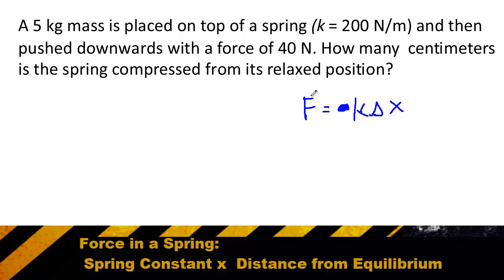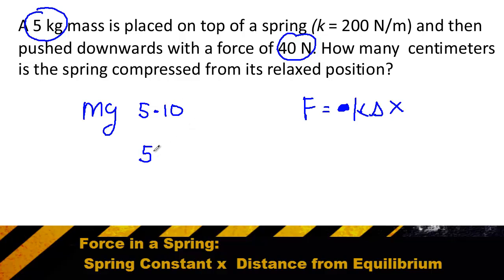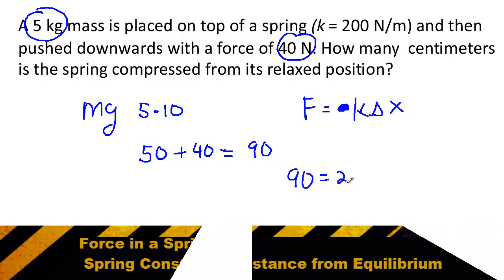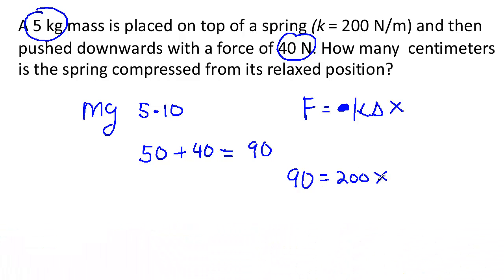So we have a force of 40 newtons pulling down. We also have a mass of 5 kilograms that's also attached to the spring. The 5 kilogram weight is going to pull down on the spring with a force of 5 kilograms times 10 for gravity. So our combined downward force is the 50 newtons we get from the mass, plus the 40 newtons we get from our hand pulling on the spring, for a combined force of 90 newtons. Then we just simply plug it into our equation. 90 newtons is equal to our k of 200 times our x that we don't know yet.